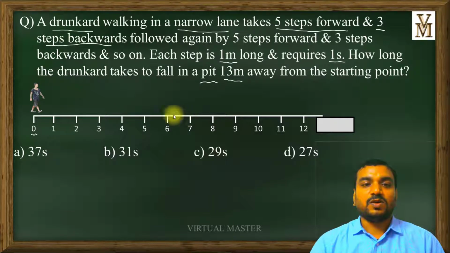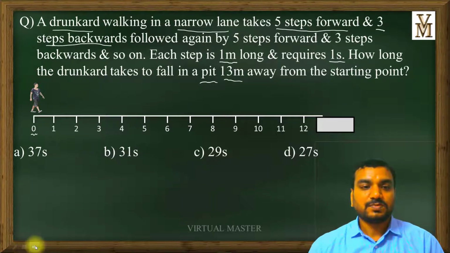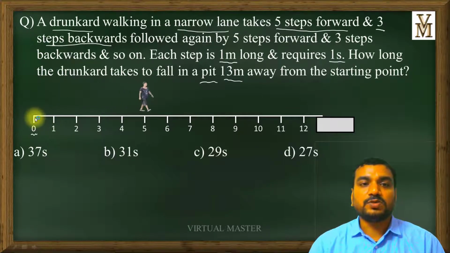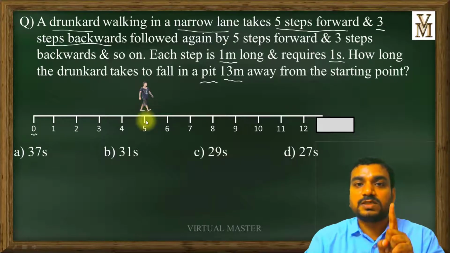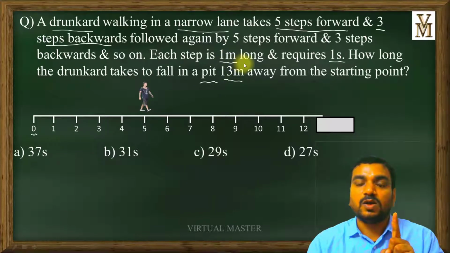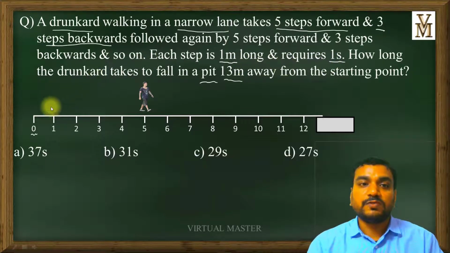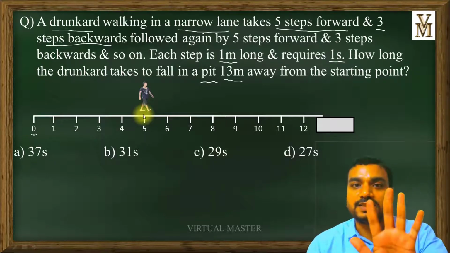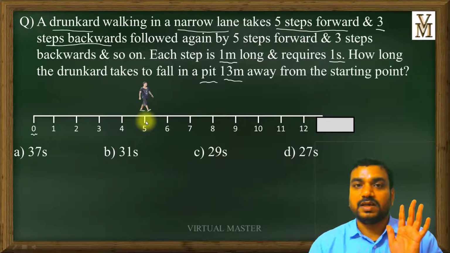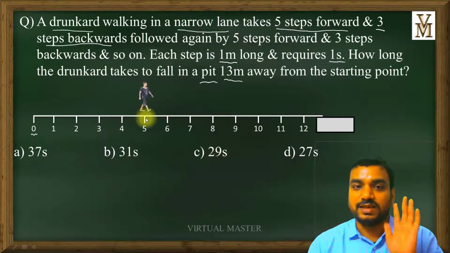Okay. Now, let us start. Let us start the movement. First, he is going to take 5 steps forward. Okay, each step is how much? It is 1 meter long. And to take each step, you require 1 second. So, if he is taking 5 steps forward, that means he requires 5 seconds. Okay, the time taken to take the 5 steps is 5 seconds.